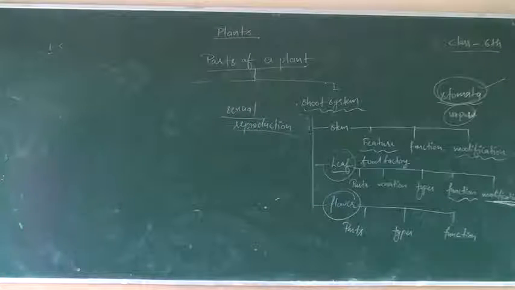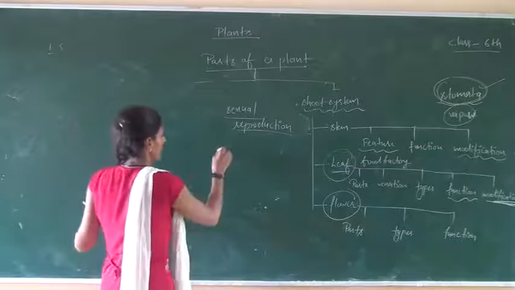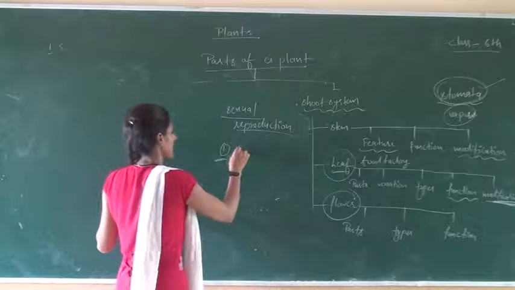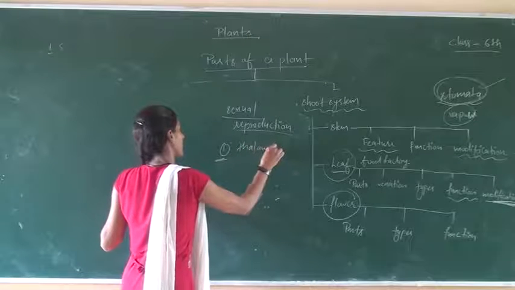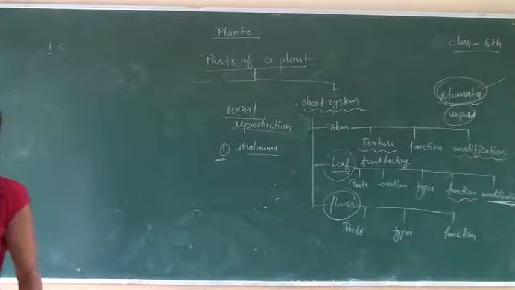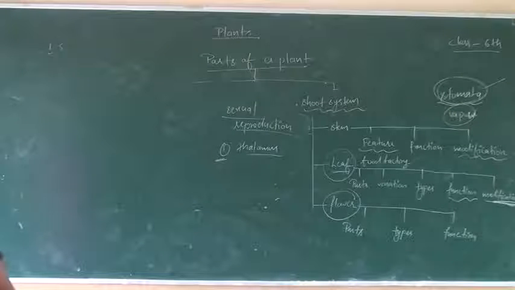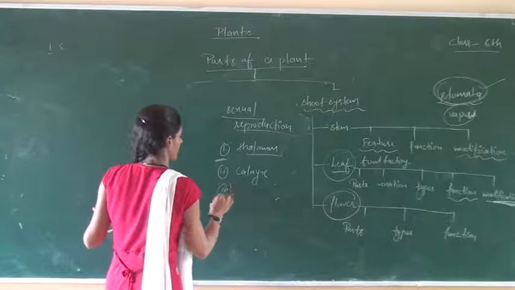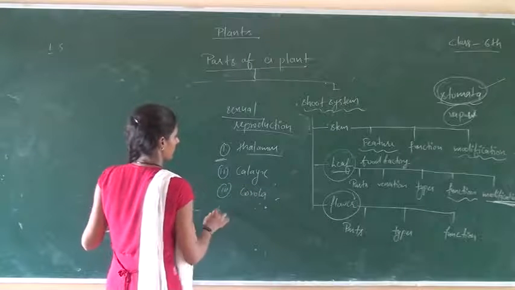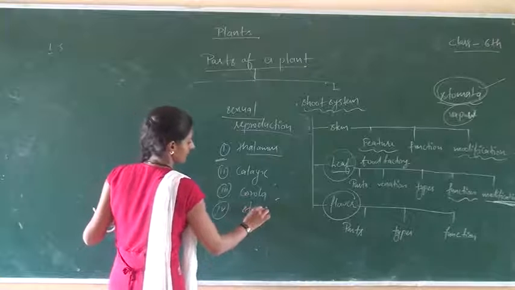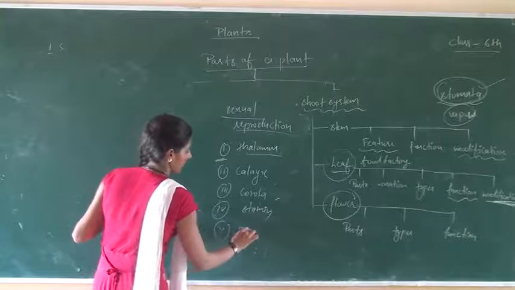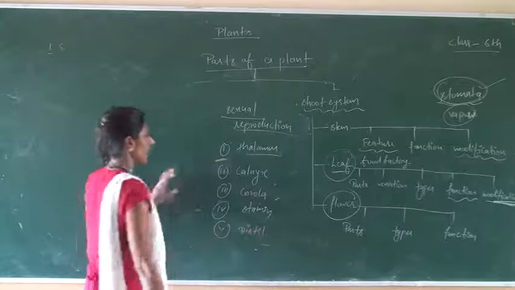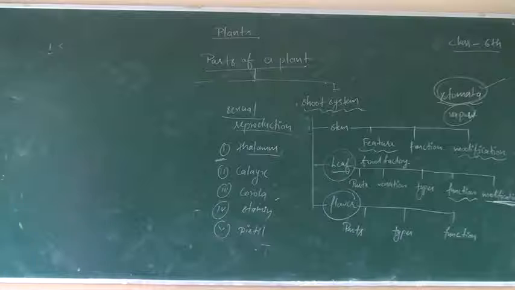Now, the main parts of the flower. The first one is the thalamus, then calyx, corolla, stamen and pistil. These are the main basic parts of a flower.